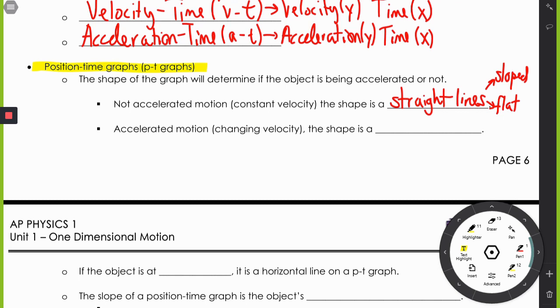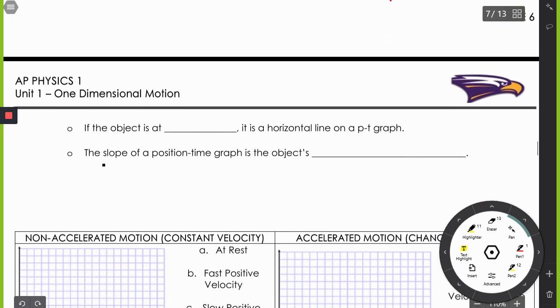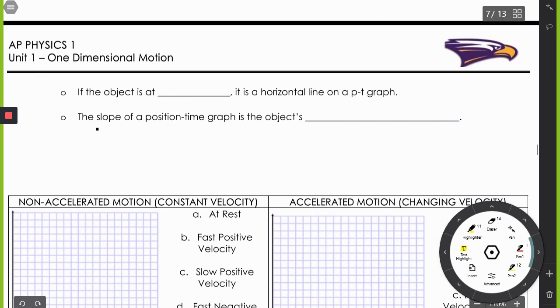Now, if it is accelerated motion, the shape of the graph is going to be a parabola, or parabolic, quadratic in its shape, and that comes from the equation that you'll see when we do the constant acceleration kinematics equations. Now, if the object is at rest, it's going to be a horizontal line. Horizontal lines are flat. So anytime you see a flat line on a position versus time graph, it is at rest. Now, if it is a sloped line, the slope of that line will be the object's velocity.